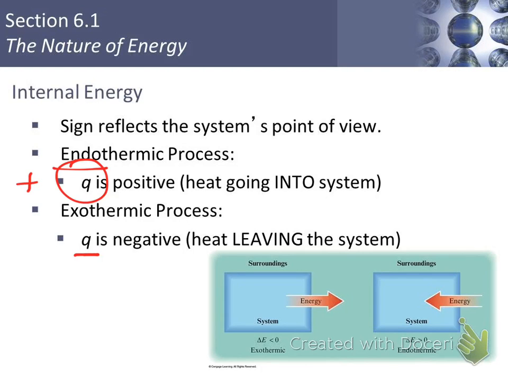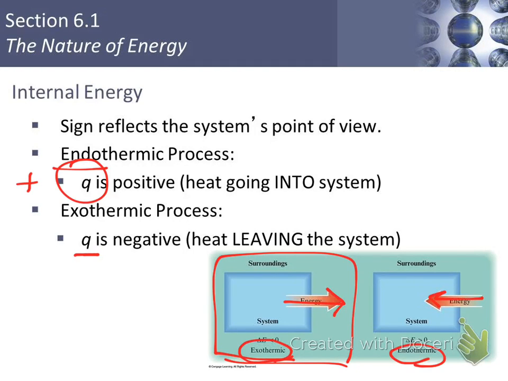This drawing down here shows us if we have an exothermic process, energy in the form of heat is leaving the system and going to the surroundings. If we have an endothermic process, energy is coming in from the surroundings to the system. Is that all kind of making sense, even with all the vocab I'm saying? Yeah? Okay.